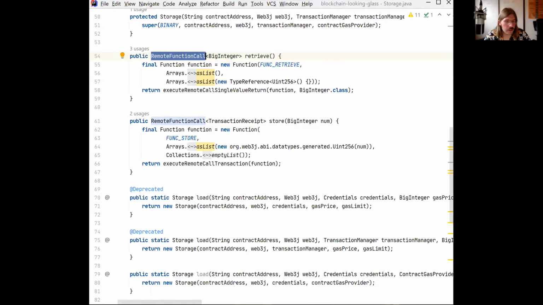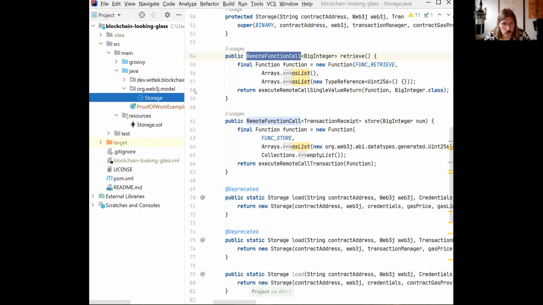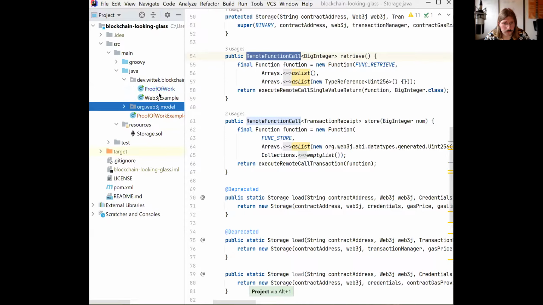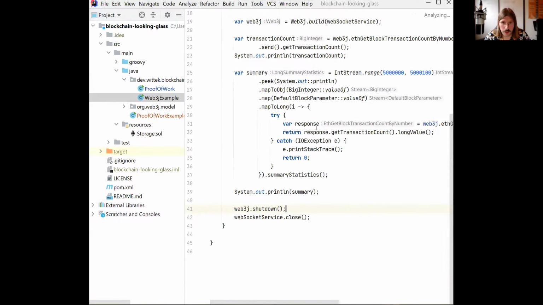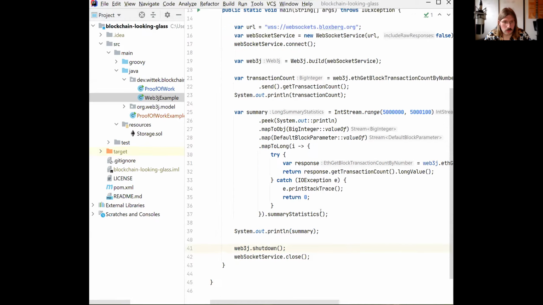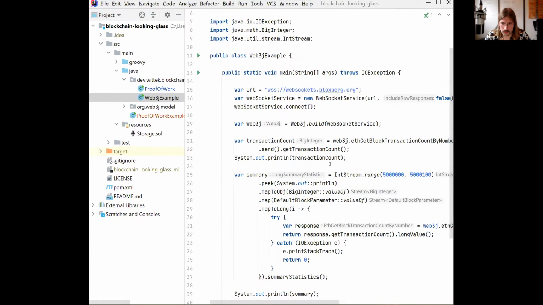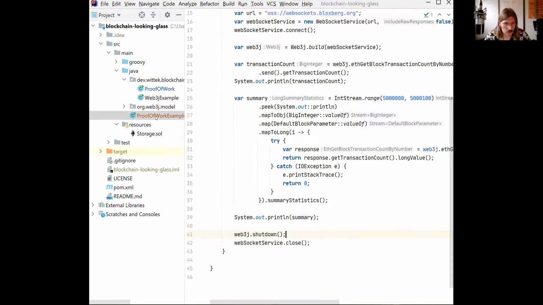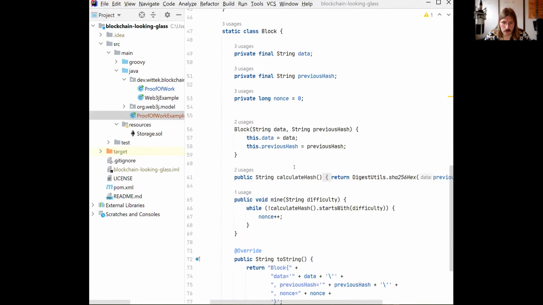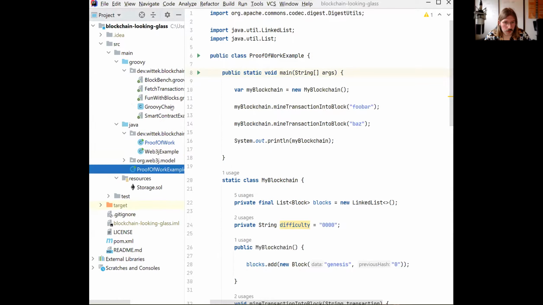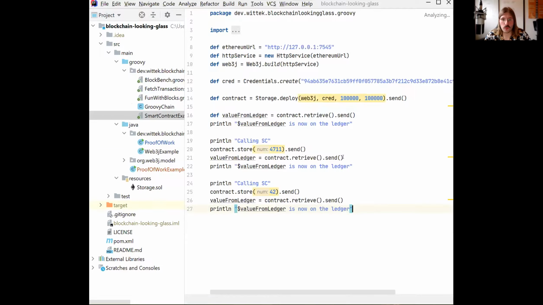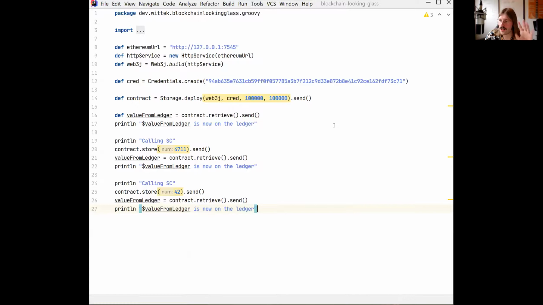And now let's quickly look how we can interact with the smart contract. Wait, this is not the one. Sorry. Oh, I just have it in as a Groovy example, but okay. So it's not Java, it's Groovy. It's even cooler. Then you see some Groovy here as well.